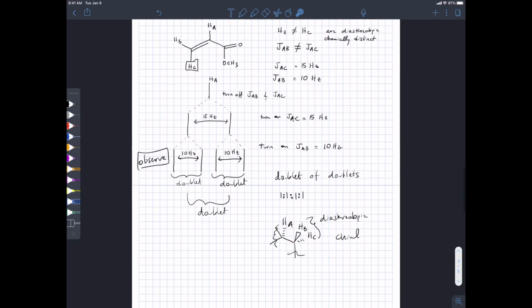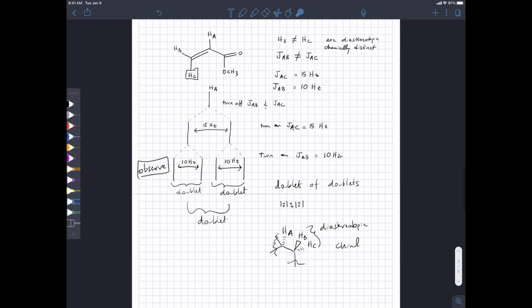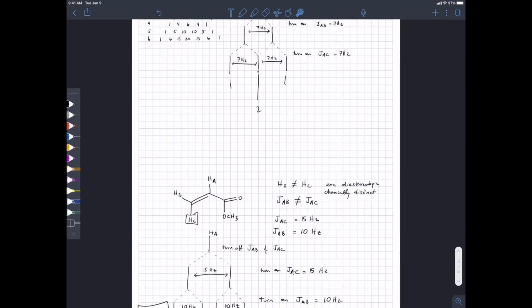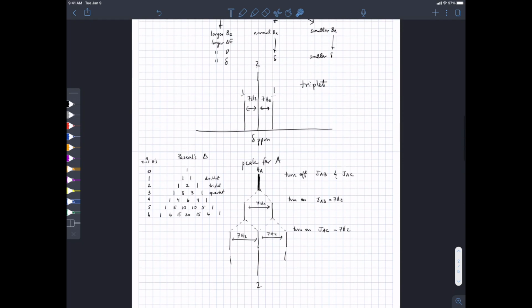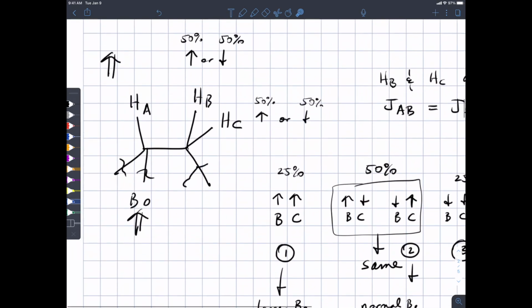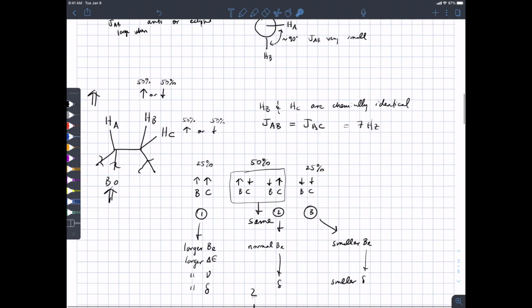All right, a couple other questions that came up in the first hour. Oh, what about B and C? What do B and C observe? Well, let's go back up to where B and C are identical with each other. Protons that are chemically identical to each other don't couple. J_BC equals 0. There is no splitting of B by C or of C by B. I'm not sure about the mechanism of that, but that's just what we observe.